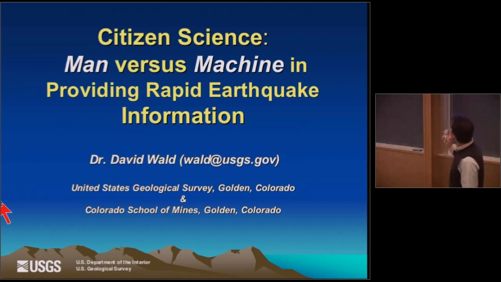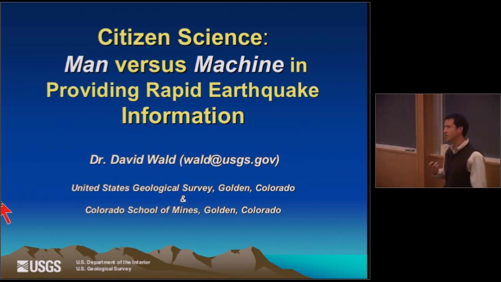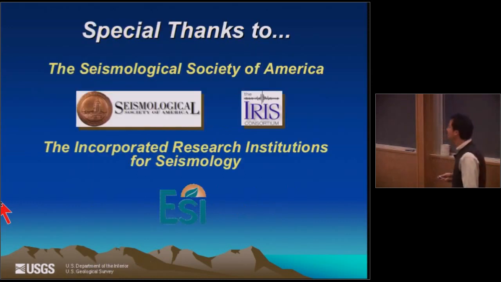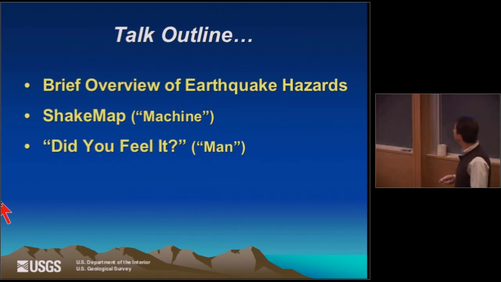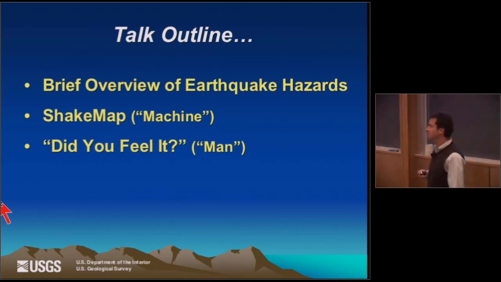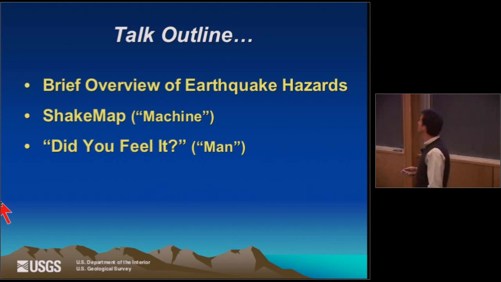So the brief outline: I'm going to talk about just some basic background of earthquake science in order to talk about the two main issues, the systems I'm talking about, ShakeMap and DYFI. Again, ShakeMap is the machines, the automated system that's entirely dependent on the seismic instrumentation that we have. DYFI is the system that's based on public response on the internet.